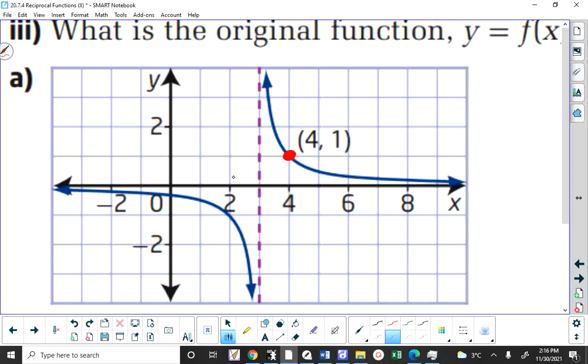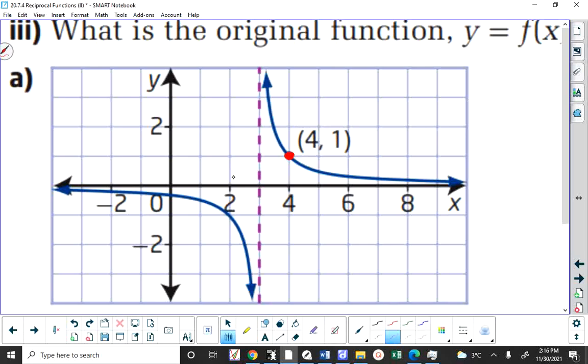By the way, if this were, and it's not, but if this were 4, 2, then the new point, or the original point, would be 4, 1/2. If this were 4, 1/2 on the reciprocal function, then the point on the original function would be 4, 2. We're just reciprocating y. But since the y coordinate is 1, this point not only is on the reciprocal, but it's on the original.